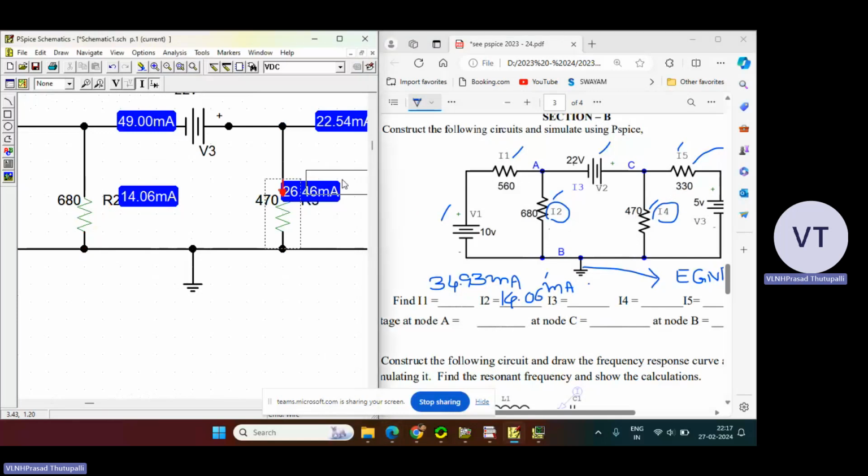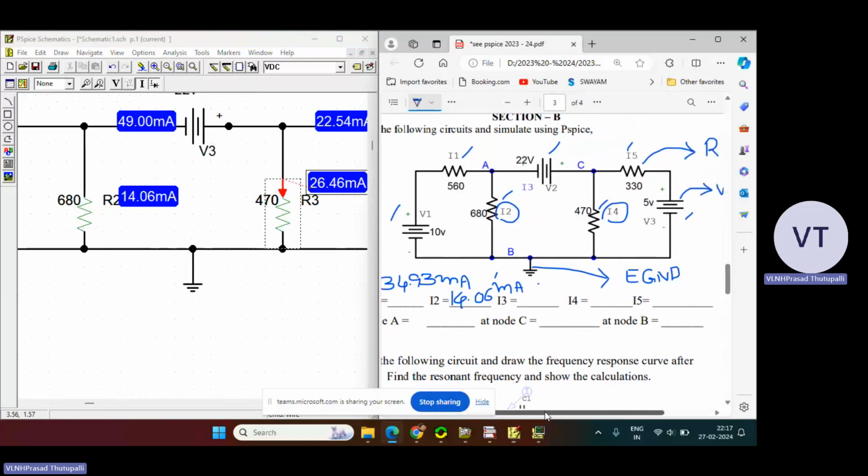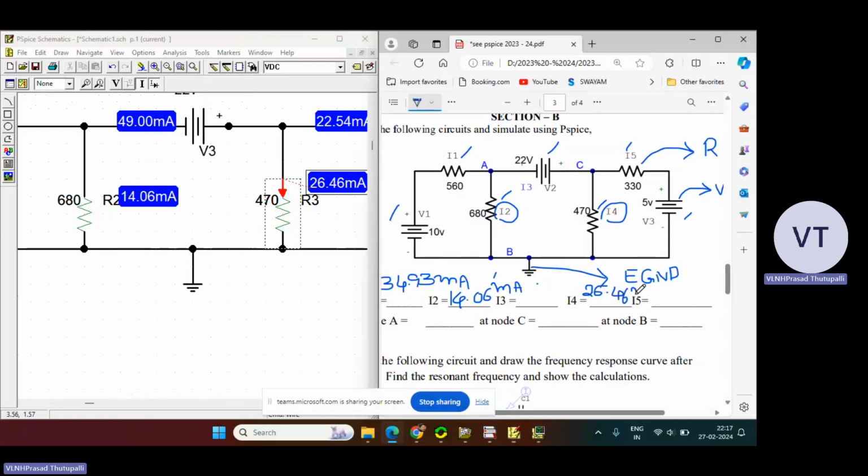Okay, and the current flowing through this particular branch C2A is I4. So identify that this is the current flowing through the branch C2A. So that is 26.46 milliamperes. Don't forget to write the units also, milliamperes. Now the current flowing through this particular branch is I3. So how much is that I3? You can see here. This is 49.0 milliamperes. You write 49 milliamperes as the answer for this particular I3.